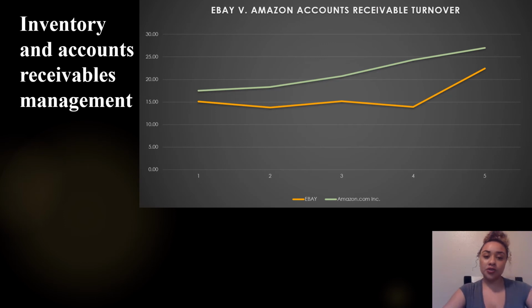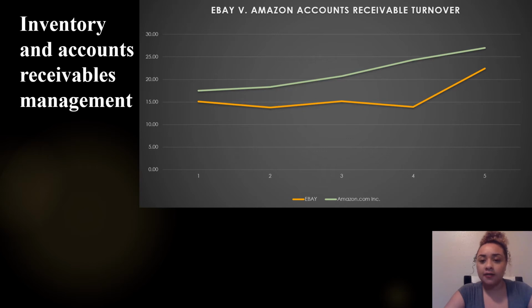Next, we have the inventory and accounts receivable management. This is a graph for eBay versus Amazon's accounts receivable turnover. So Amazon is in green and eBay is in orange. Amazon is clearly doing better, and they are operating at a more efficient level than eBay is.